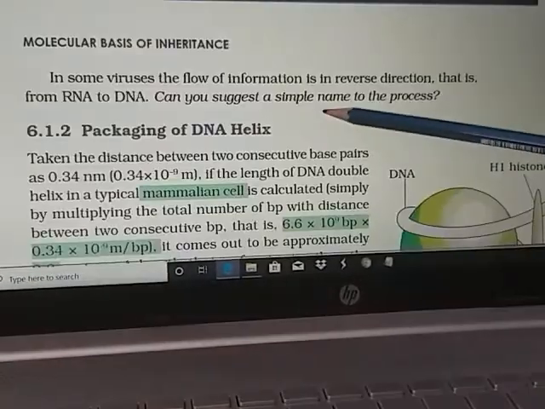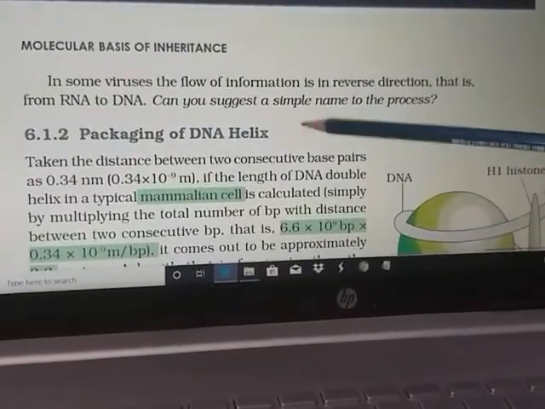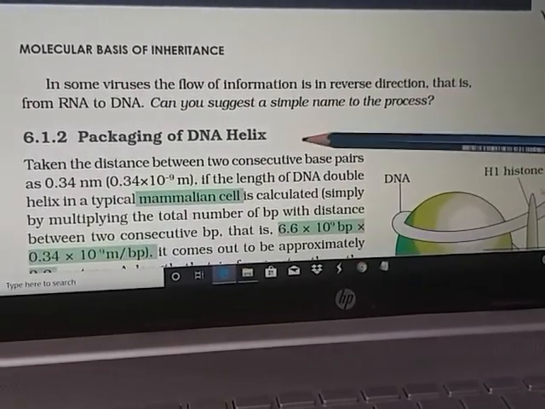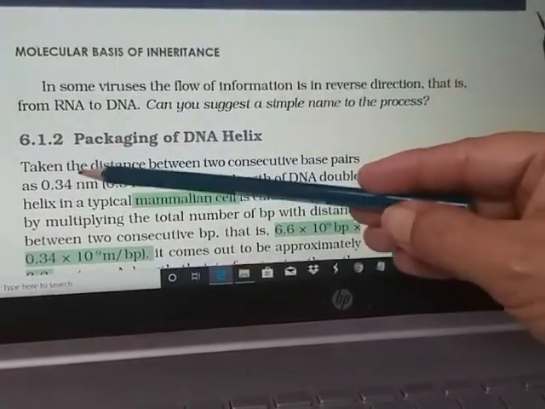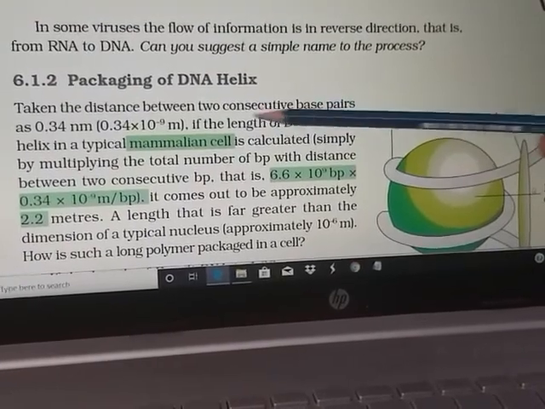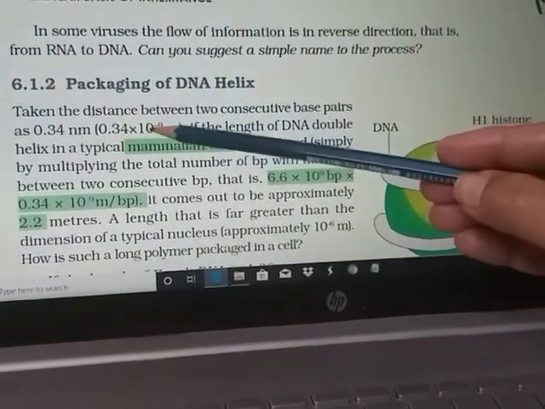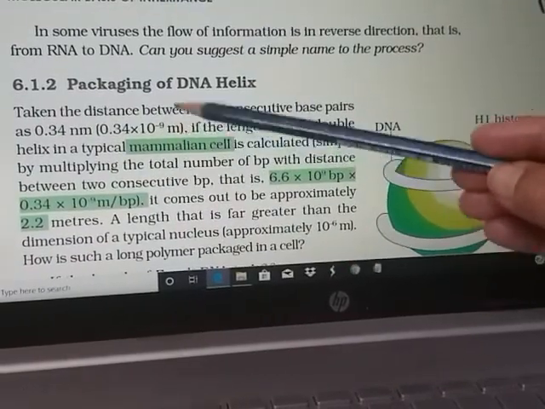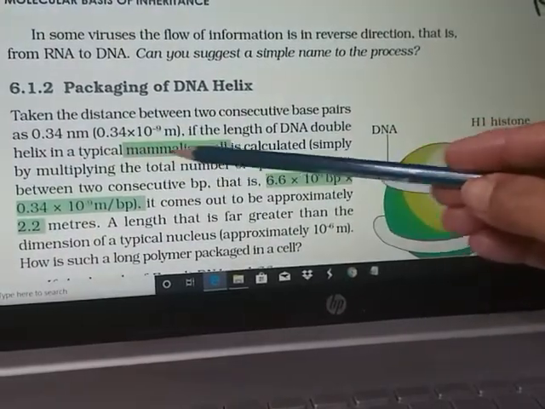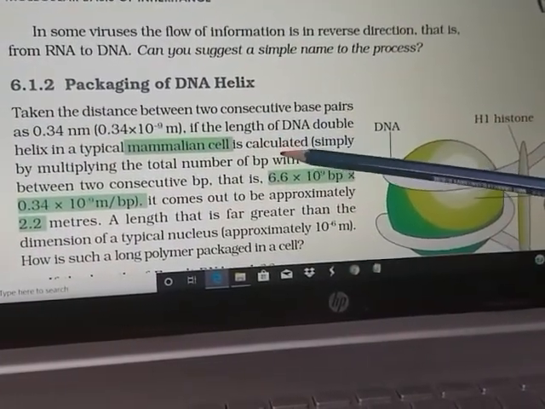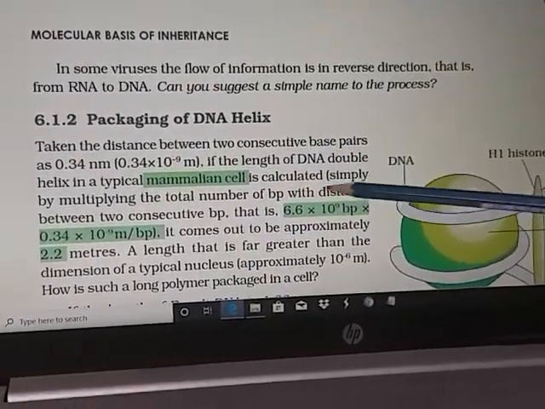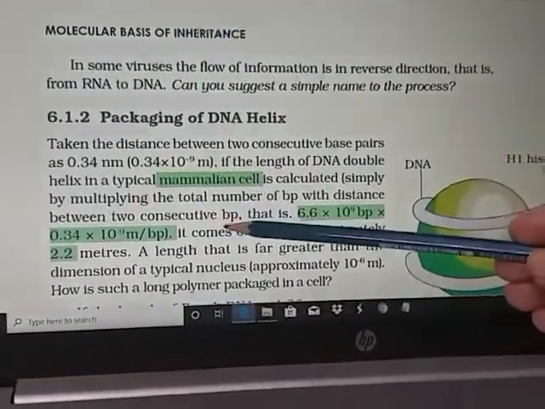Next topic is packaging of DNA helix. We have studied the DNA helix. Now how it is packed in the nucleus. Taken the distance between two consecutive base pairs as 0.34 nanometer, or this is how it is written in meters. If the length of DNA double helix in a typical mammalian cell is calculated, how will we calculate? By multiplying the total number of base pairs with the distance between two consecutive base pairs.